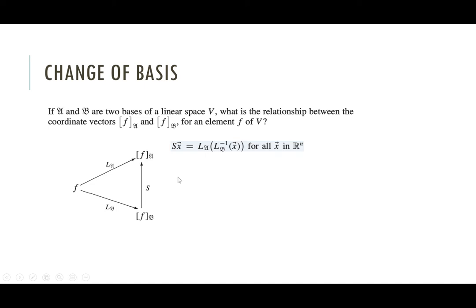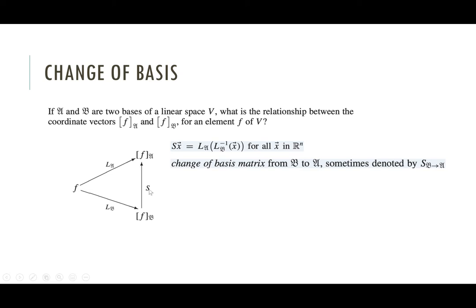So, from a diagram perspective, going from F in B to F in U coordinates is just, well, you can do S times that vector, or you can go back, do L sub B inverse, and then do the coordinate transformation with respect to U. And these are going to be the same, given how we've set things up.